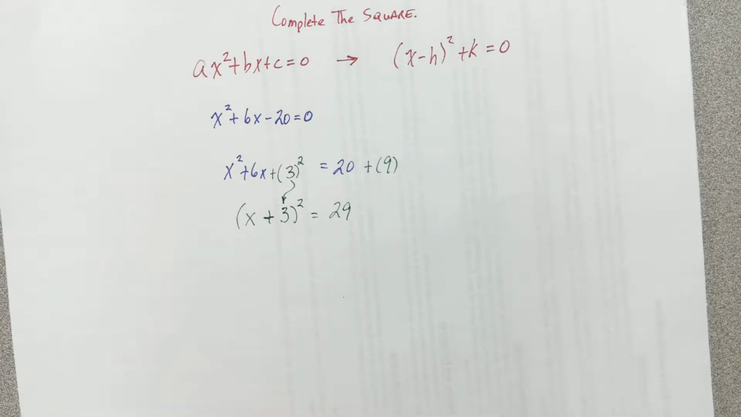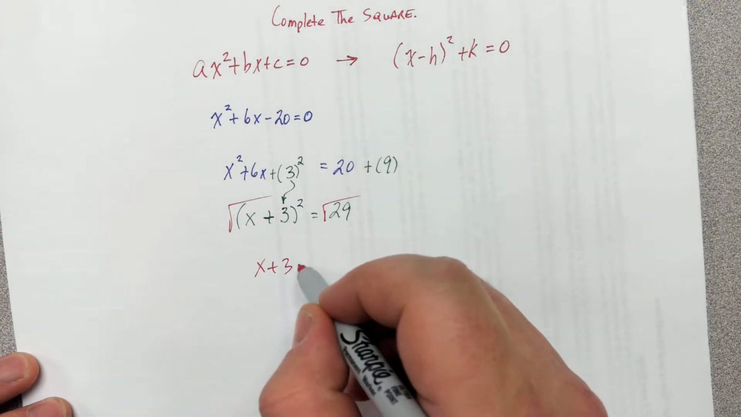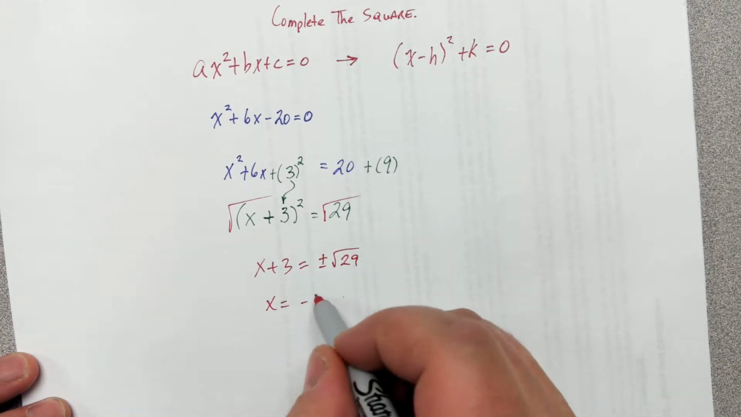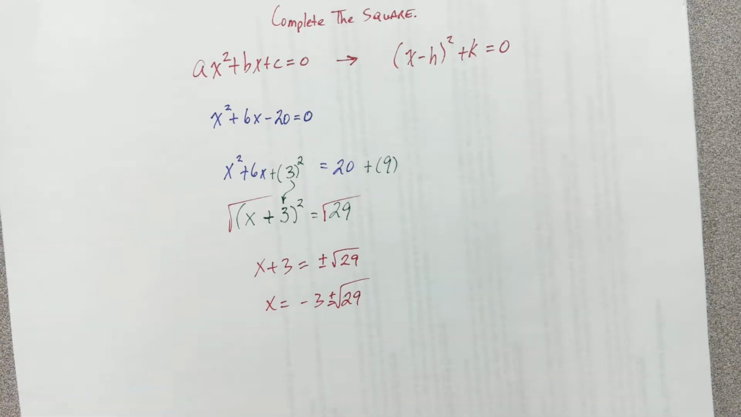And this would be 29. Then we'd solve it. From there we were solving, but there are other reasons you complete the square. From here you would take the square root of both sides, b over 2 squared equals c. And so then x is negative 3 plus or minus the square root of 29. That's what we did.